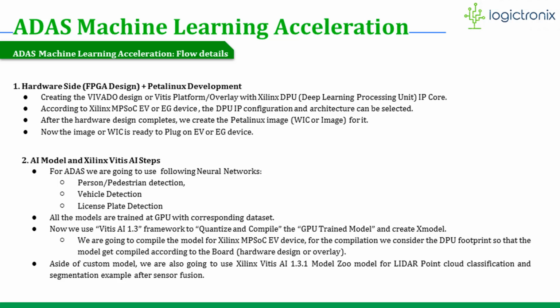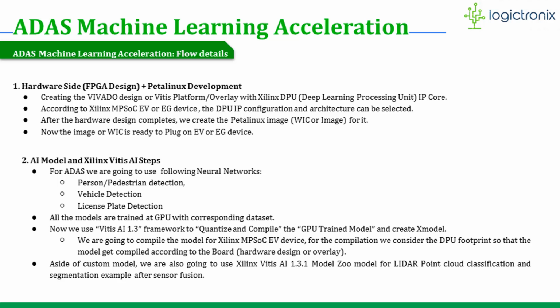The second step after creating the hardware is preparing the model. We can use the Xilinx Vitis AI Model Zoo based models. There are 130 plus trained models available in the Model Zoo. We can just use those models according to our DPU architecture and compile them. For this example, we are taking 4 different models from the Model Zoo: person detection, pedestrian detection, vehicle detection, and license plate detection. We are using Vitis AI 1.3. So this section mainly covers how we can prepare our model.